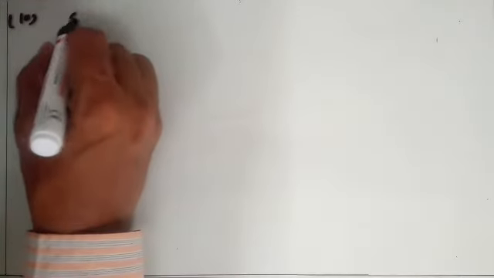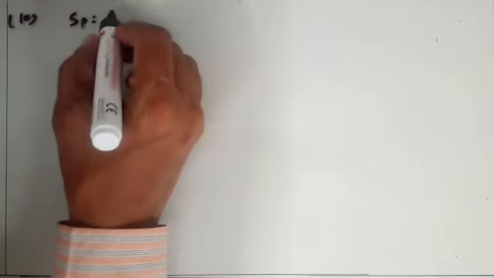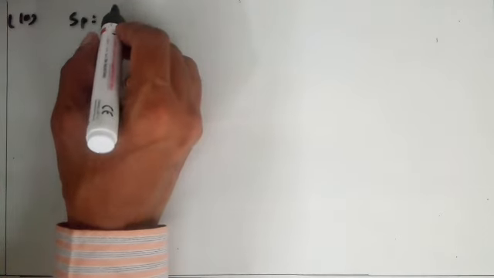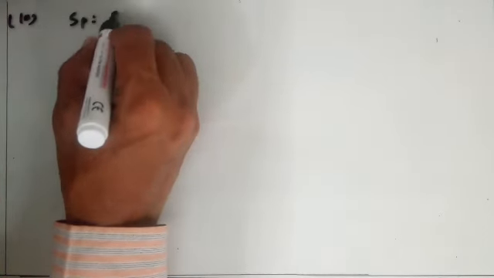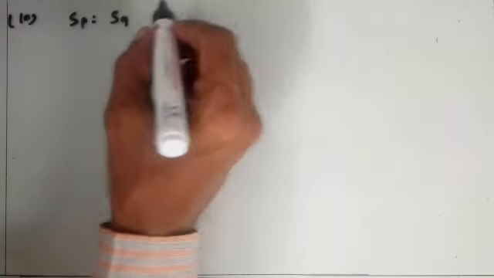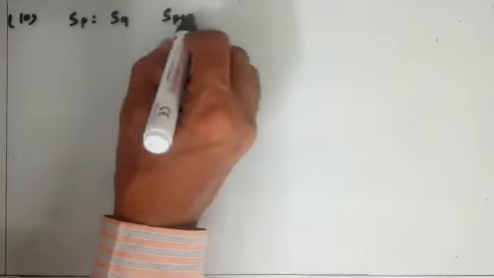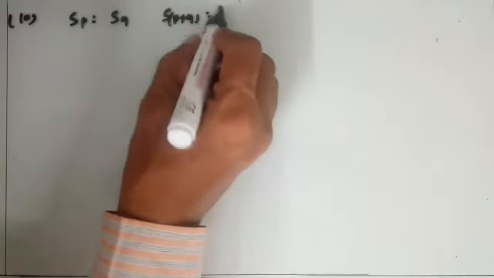Now the next question, number 10. If the sum of the first P terms, SP, is equal to the sum of the first Q terms, SQ, then find the sum of P plus Q terms. Find this.